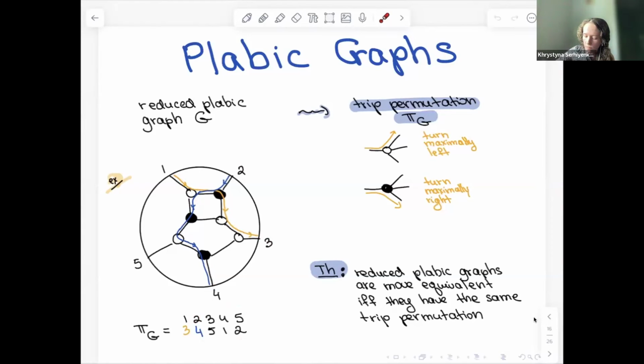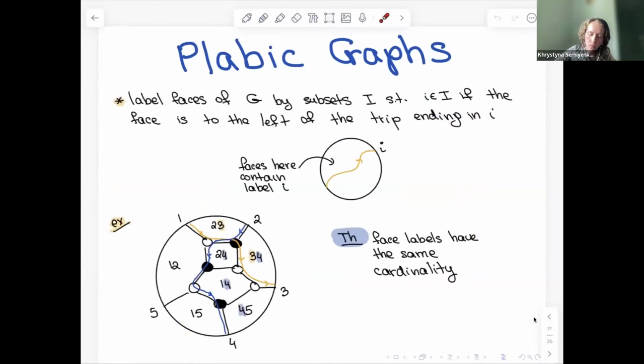And then the following theorem, which is really due to Postnikov, is that reduced plabic graphs are move equivalent if and only if they have the same trip permutation. So these local moves preserve the trip permutation. So you can talk about the whole class of plabic graphs corresponding to a single permutation. Now we want to label the faces of a plabic graph as follows.